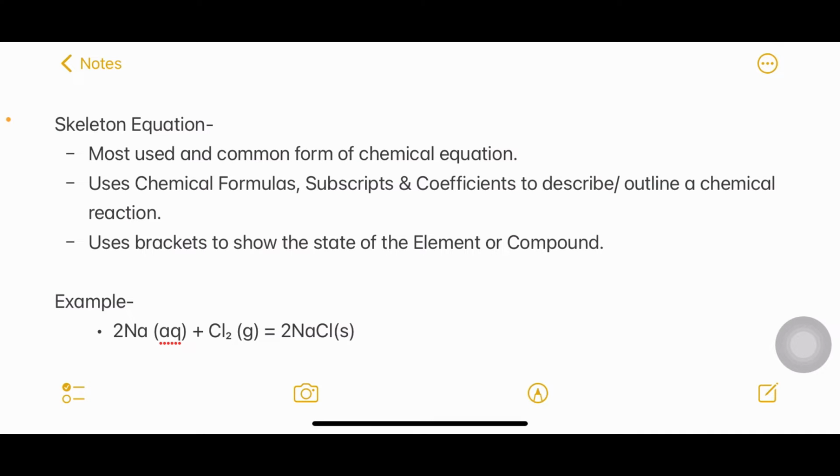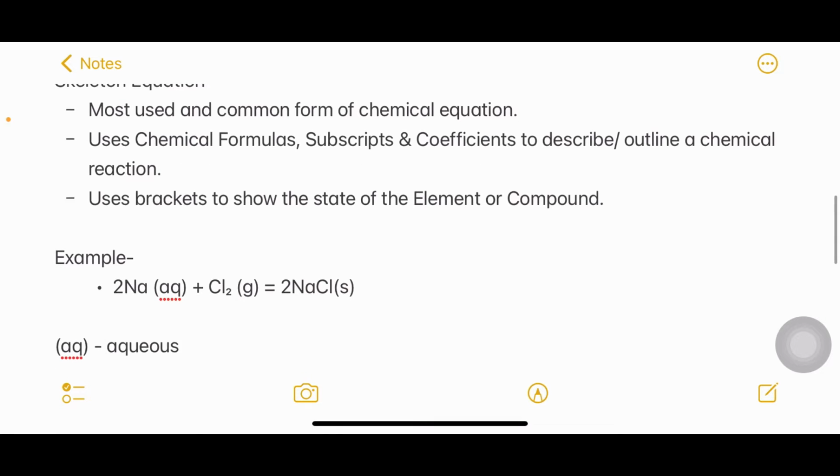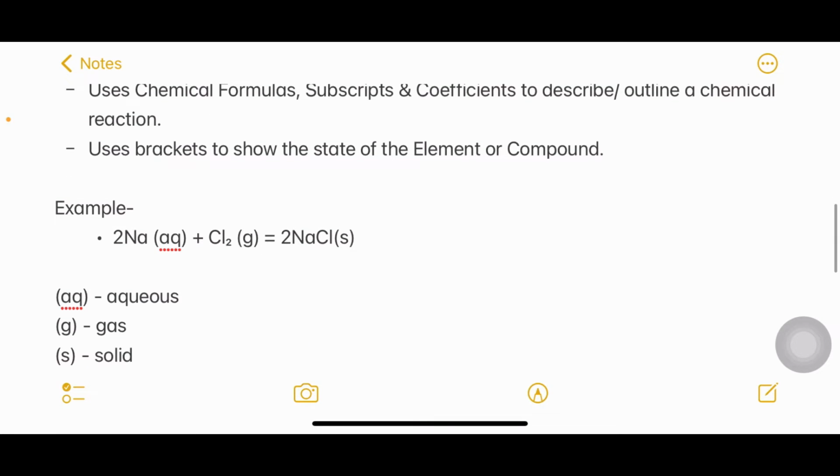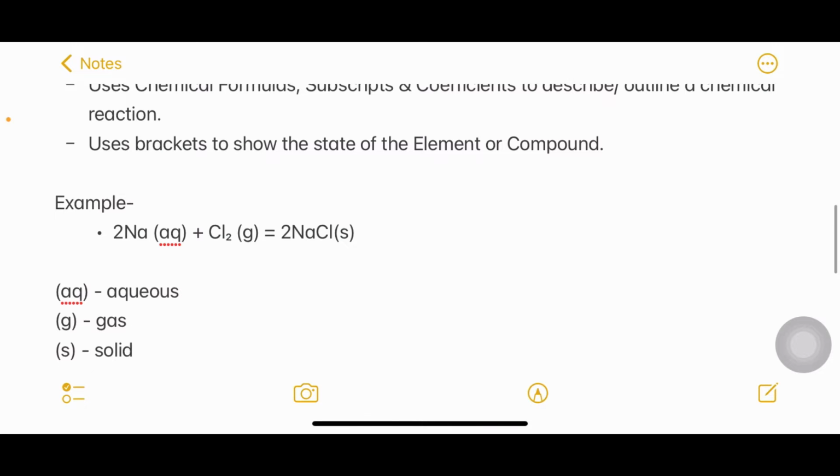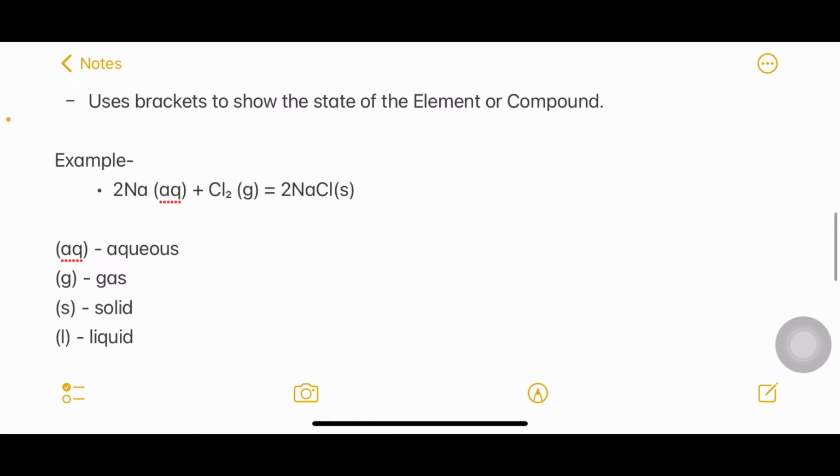It uses brackets to show the state of the element or compound. As you can see, you have the coefficient and the subscripts that show the number of molecules present for that specific element or compound. Then we have the states of matter that are outlined in brackets. So we have aq, aqueous, g, gas, s, solid, and l, liquid.